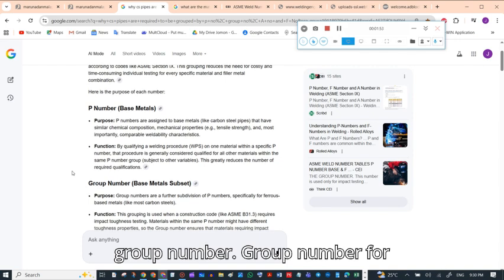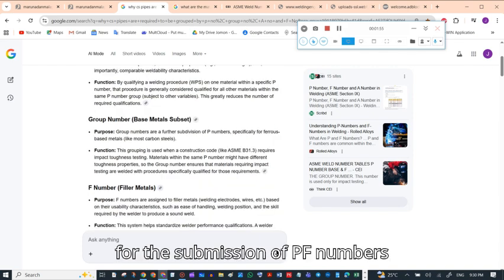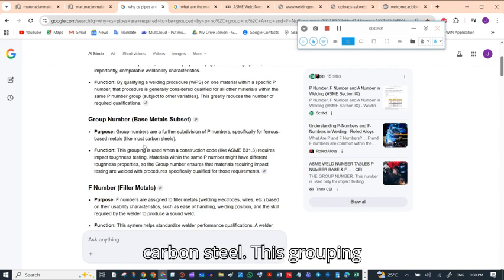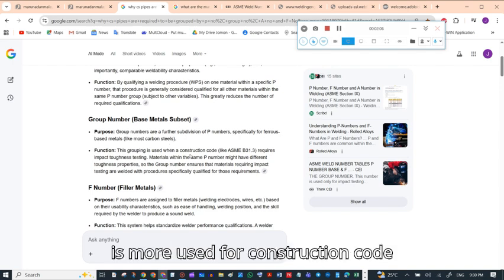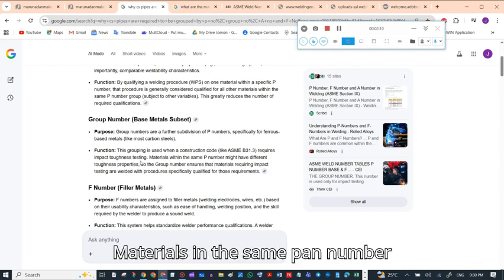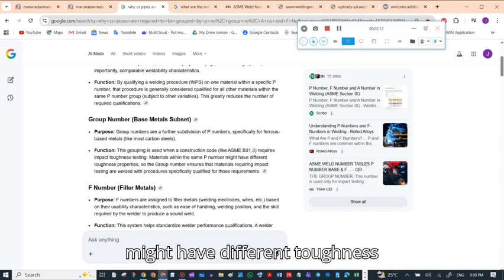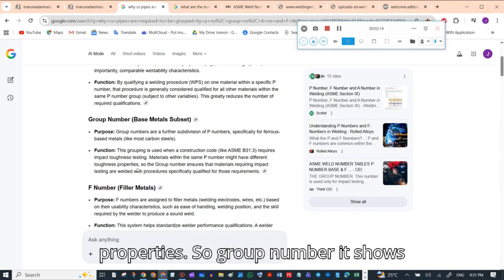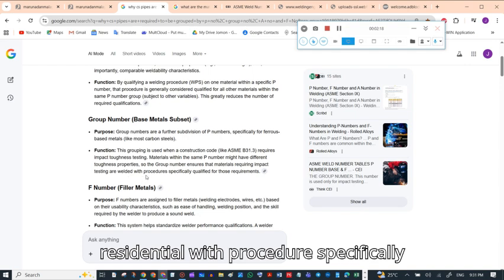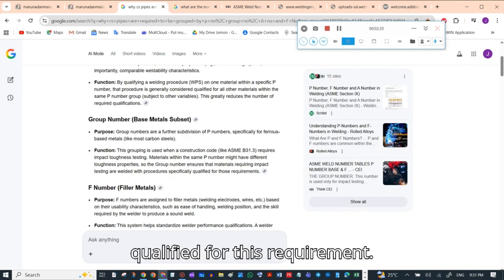Now group number. Group numbers are further subdivisions of P numbers, specifically for ferrous-based metals like carbon steels. This grouping is used for construction codes that require impact toughness testing. Materials within the same P number might have different toughness properties. So group number ensures that materials requiring impact testing are welded with a procedure specifically qualified for these requirements.